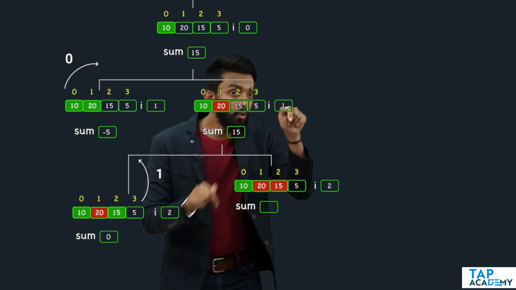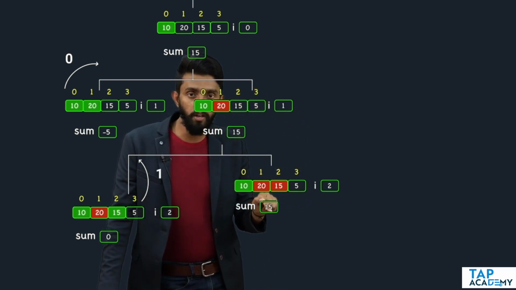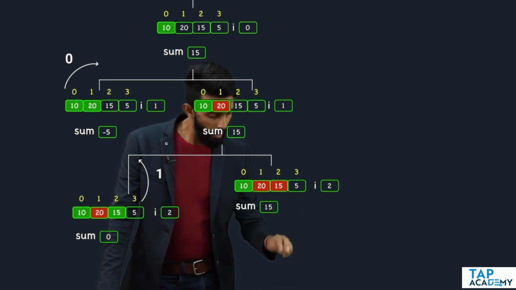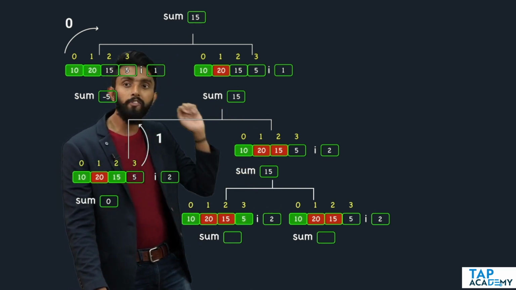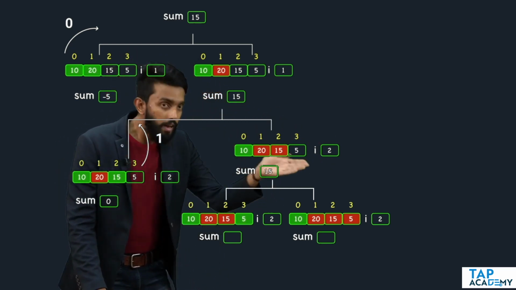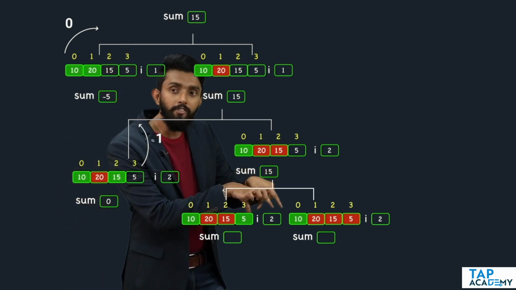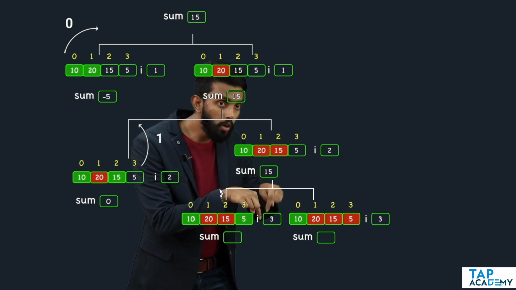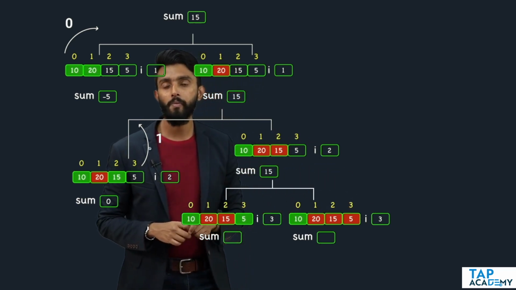Now here, where you did not pick 15. If you did not pick 15, sum remains 15 only. Now 15 is over. Next element 5. Again, you have two options. Either you pick 5 or you don't pick 5. Let us come to the case where you are picking 5, and see, I value now has become 3. I value has become 3 because I am talking about the third index value, or the last value.